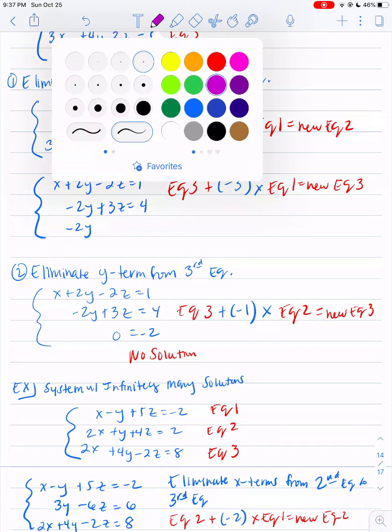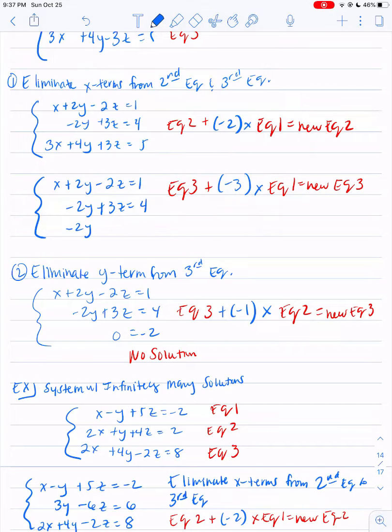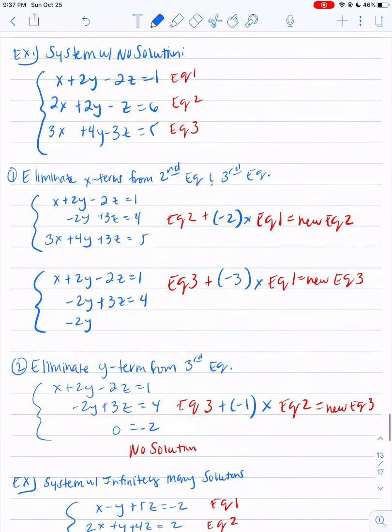And that is supposed to be, let me see what that one was supposed to be. So I have negative 2y plus 3z equals 2.